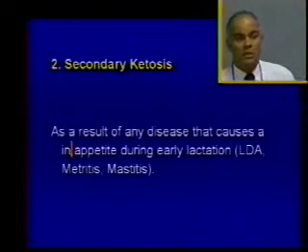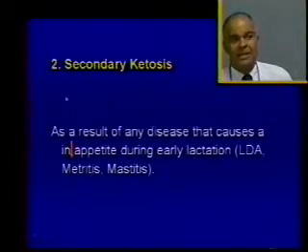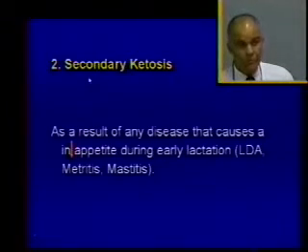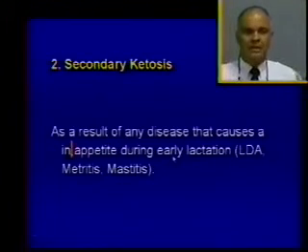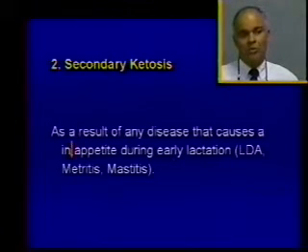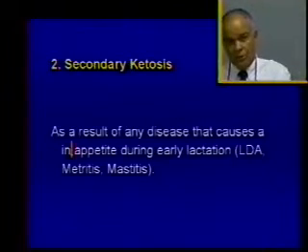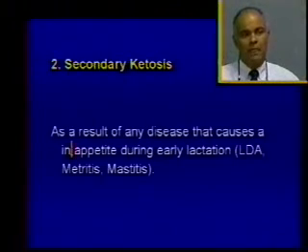Perhaps the most common cause of ketosis is a secondary form. The reason why we call it secondary is because it occurs as a result of any disease that causes a cow to eat less, lower appetite during early lactation. So any disease, any disorder that lowers dry matter intake in dairy cows also predisposes them to ketosis.